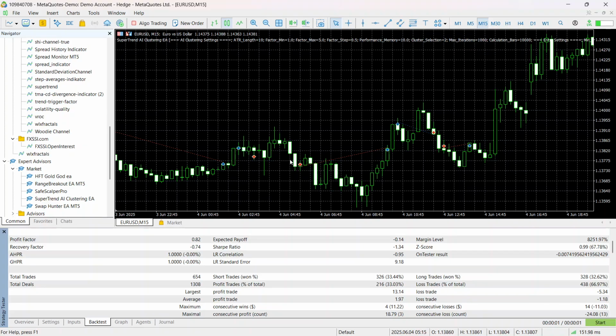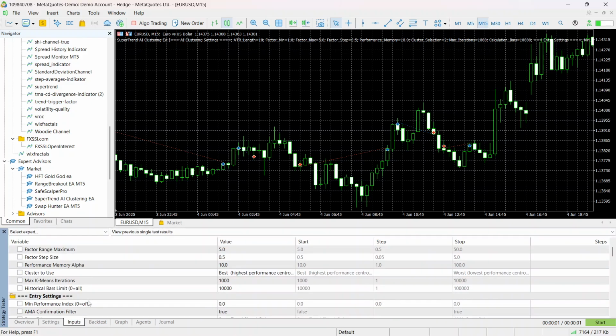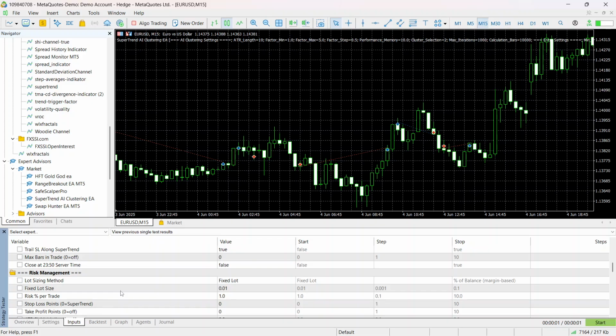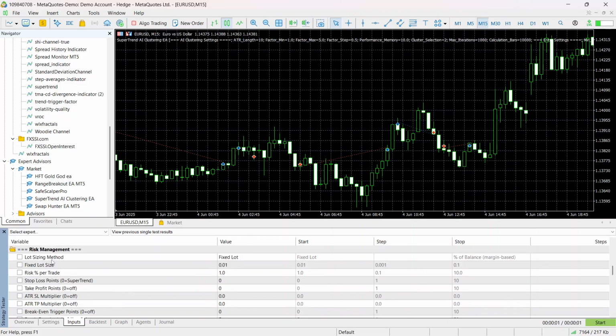From the settings, the key inputs that actually matter are things like the factor range for clustering, performance memory, performance index threshold, ATR filters, time sessions, and your lot sizing and risk rules. As you can see here, the dashboard and visuals help you see what it is doing in real time, which is useful.